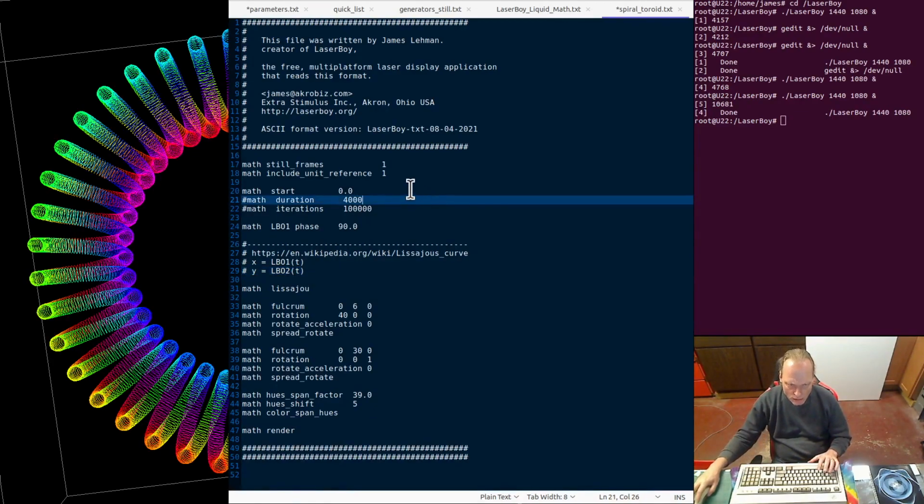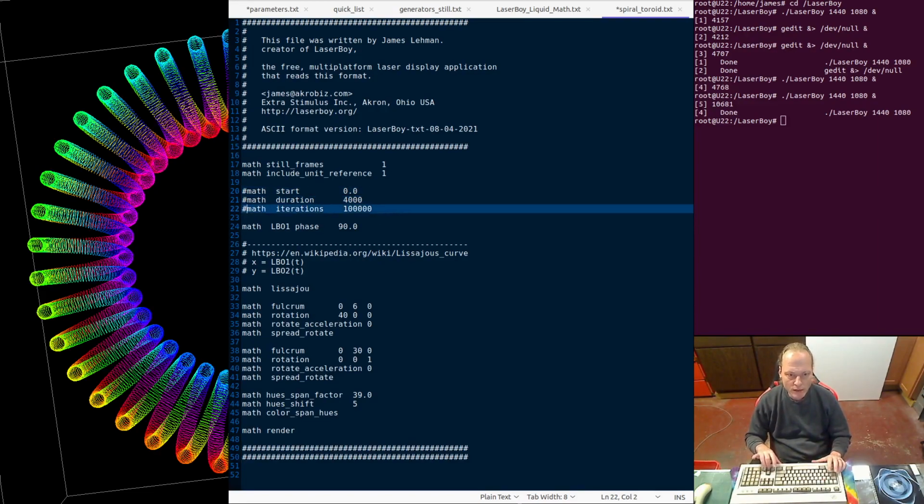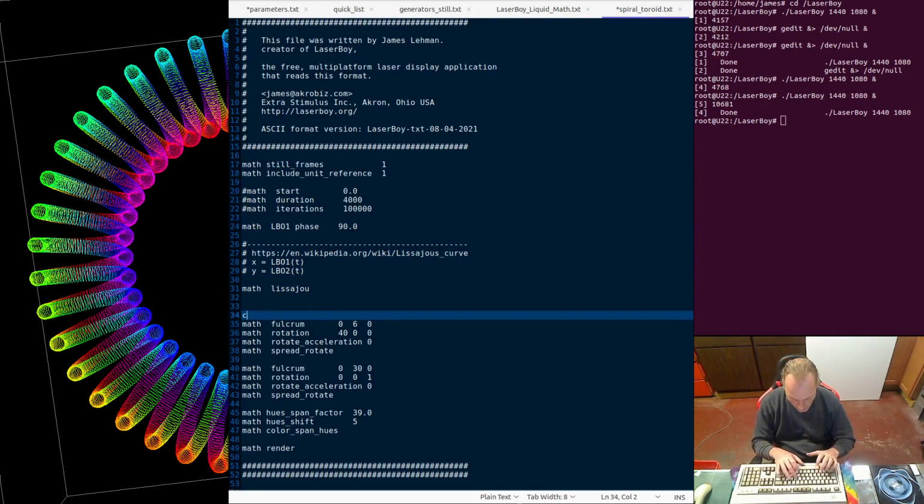Okay, we've taken out start, we don't need it because we already know what that is. It is by default 0. Set the phase to 90 degrees. And we're going to render the Lissajous. Here, let's go.